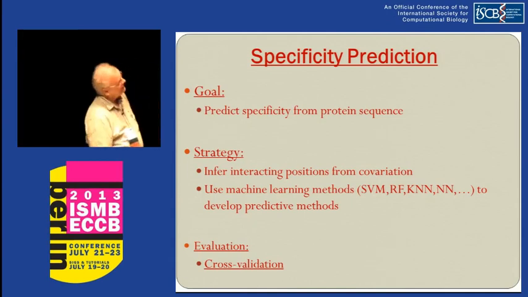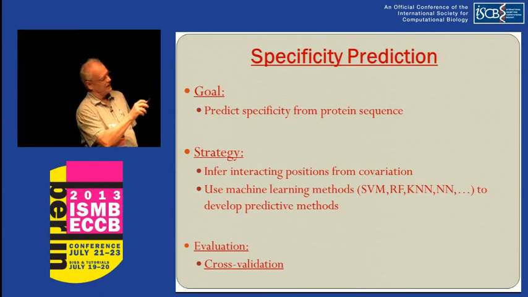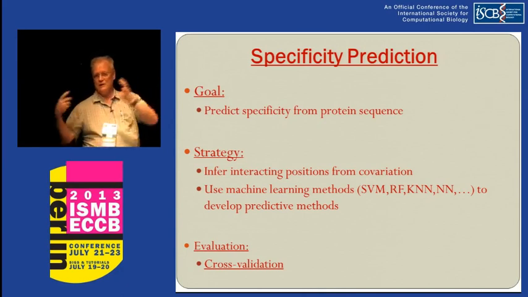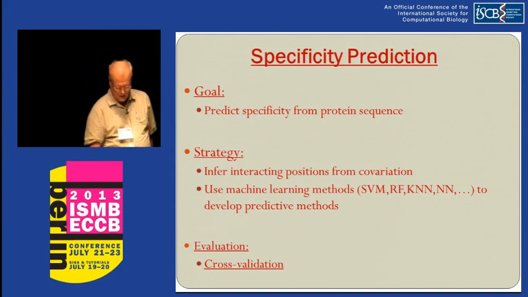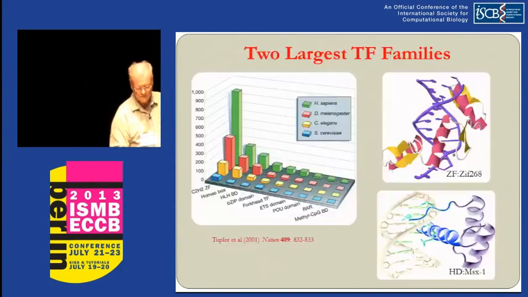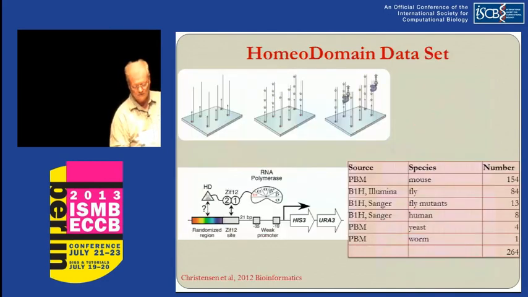So anyway, what we're going to do is take data sets where we have several proteins and we've measured their specificity. We're going to infer the interacting positions by looking at covariation between the protein and the DNA. And then we're going to apply machine learning methods: support vector machines, random forest, k-nearest neighbors, neural nets. We tried several different methods, and we're going to assess how well they do by cross-validation. I'm going to show you results from two families, zinc finger families and homeodomains, which are the two largest families in most eukaryotes.